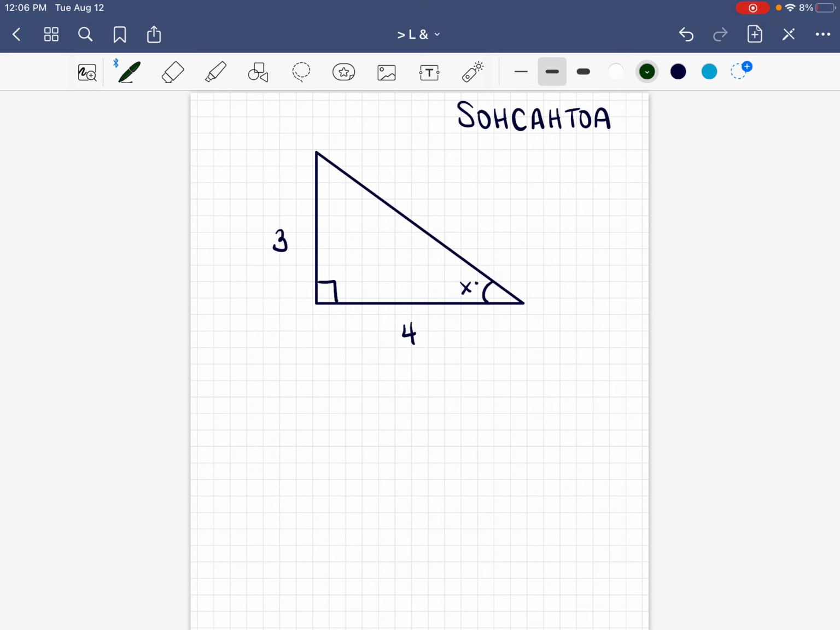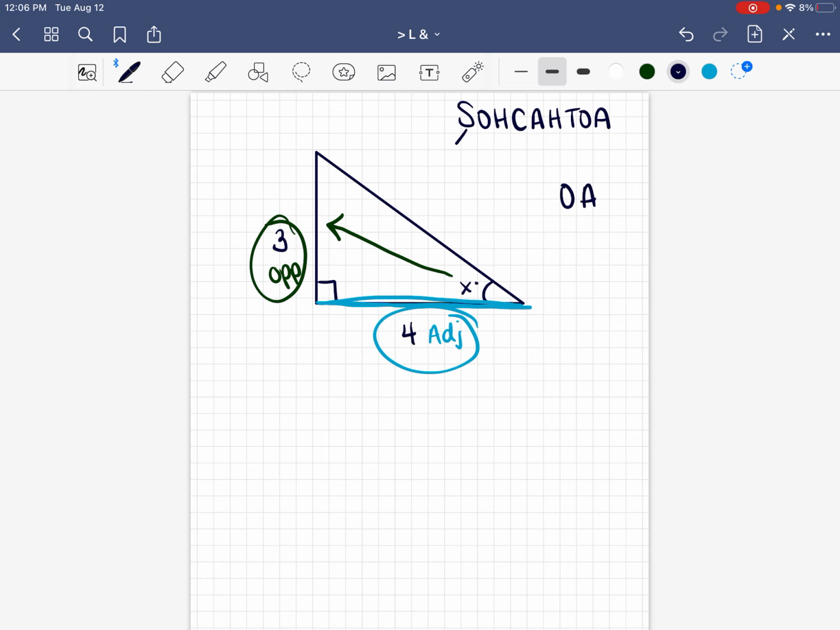So again, we have a new problem. We're now going to identify what sides we have. So when you go across from the angle, that's the opposite. So we have the opposite side. And then when you have an angle, you have a line that is part of the angle, then that's the adjacent side. So we have the opposite and we have the adjacent. So when you have opposite and adjacent, do you use sine, cosine, or tangent? If you guess tangent, you're correct.